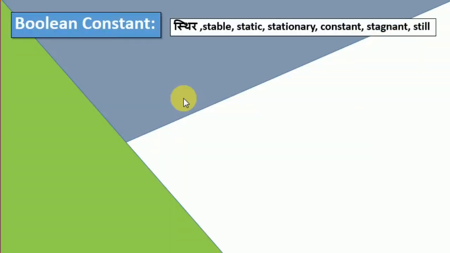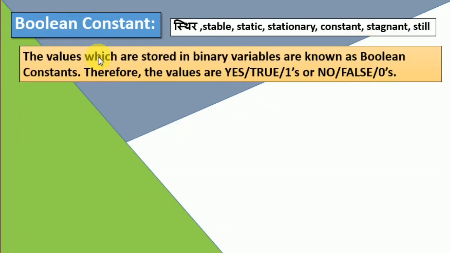Boolean constant: sthir, stable, static, stationary, still. These are other meanings of constant. The values which are stored in binary variables are known as Boolean constants. Therefore, the values are yes, true, 1, or no, false, 0.